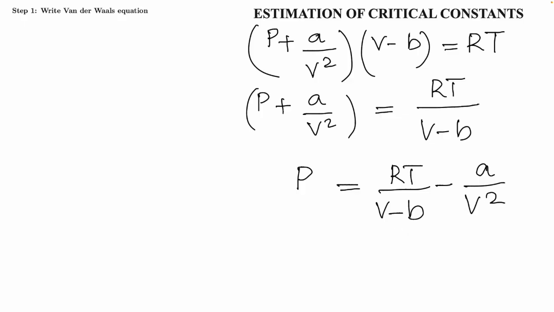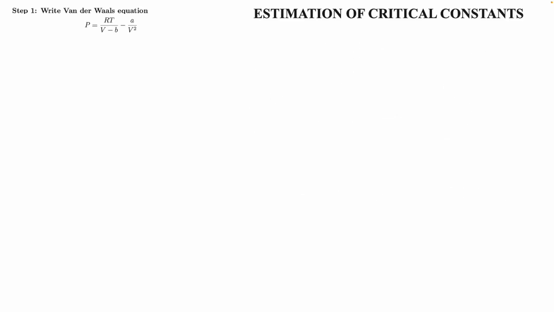Why do we do this? Because we have two conditions, dP by dV and d square P by dV square, that we need to find out. So we need this function to be in a form which facilitates that differentiation. That is why we have written it like this: P is equal to RT by V minus b, minus a by V square. Correct? Now what is the next step?